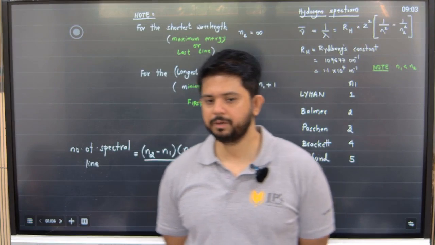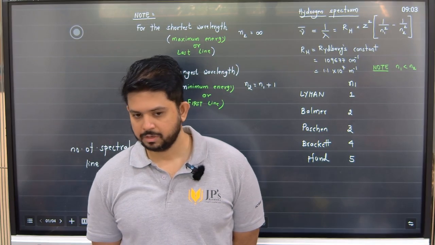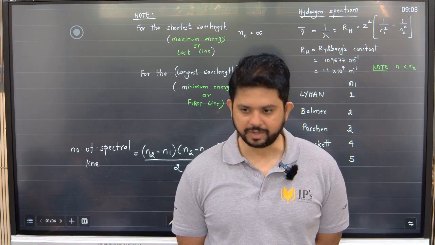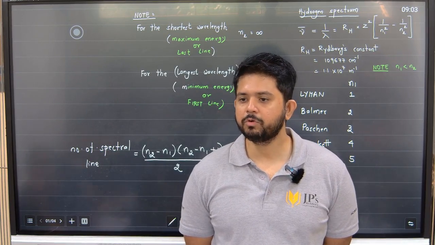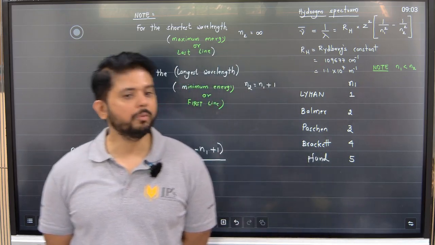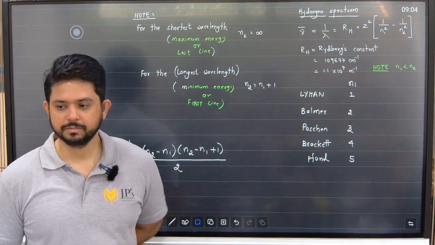Last lecture, people, we completed the hydrogen spectrum. We learned about the different series present in the hydrogen spectrum. So before we move on to do numericals, let's quickly take a 2-minute recap. What was the formula for wave number of hydrogen spectrum?